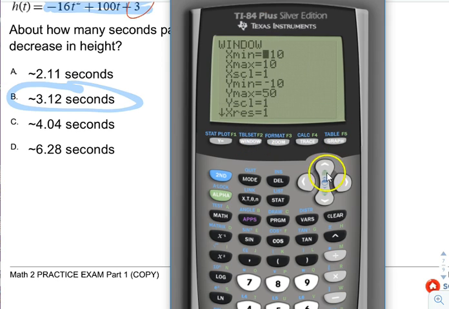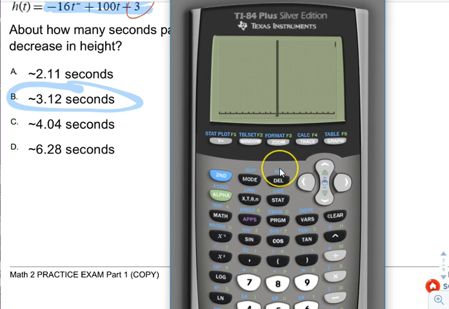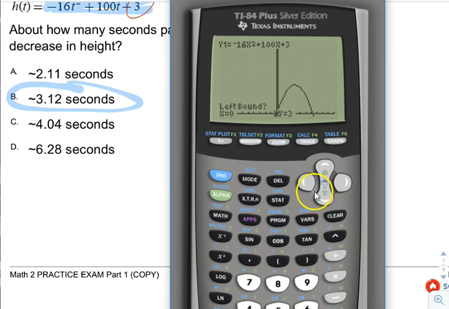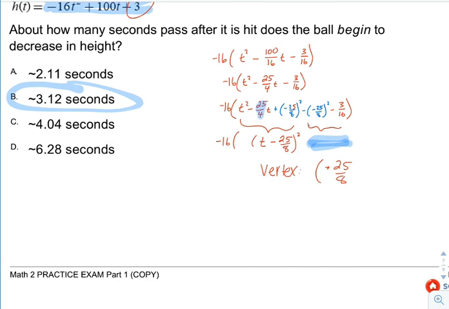Whoa, that's even higher than I thought it was. Let's go to 400. How about that? That will work better, I bet. And you could check the vertex. Second, calculate maximum. There it is. And of course, we'll practice on this on the review day, just to get it fresh in your head. And there it is. About 3.12 is your answer. Just like I thought. All right.